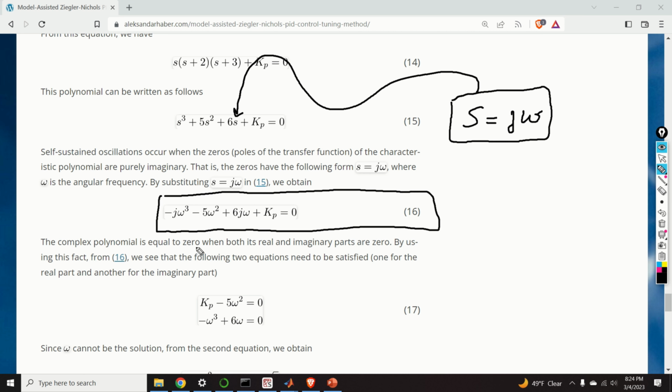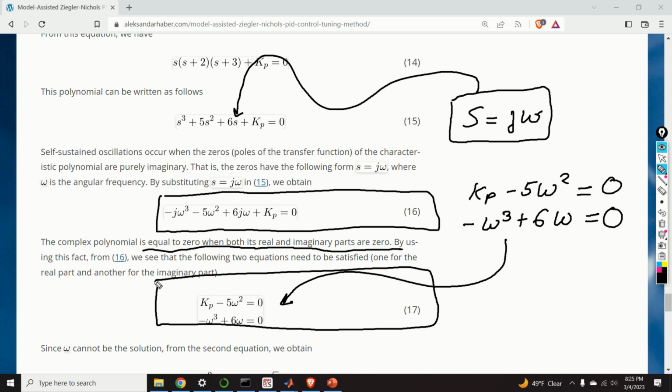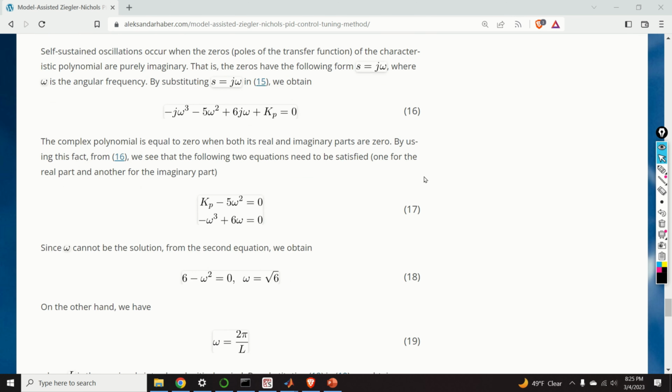Now, the complex polynomial is equal to 0 when both its real and imaginary parts are 0. So what is the real part over here? The real part is Kp minus 5 omega squared, and the imaginary part is minus omega to the power 3 plus 6 omega, and both the real and imaginary parts should be equal to 0. And this is exactly the equation number 17. Let's solve the equation number 17.